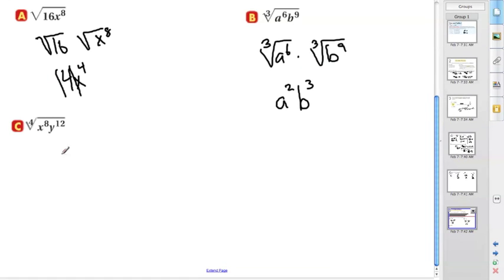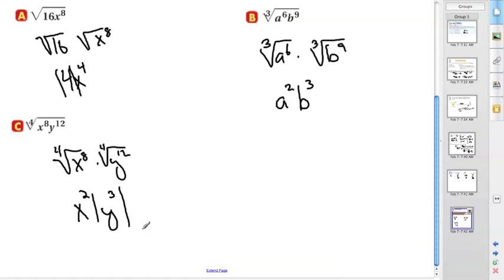Last, you have the fourth root of x to the 8th and the fourth root of y to the 12th. So here 4 goes into 8 twice. 4 goes into 12 3 times. 3 is odd, so absolute values around it.